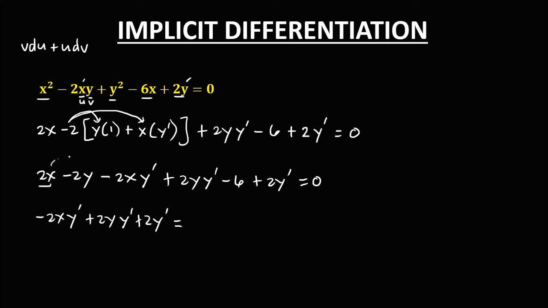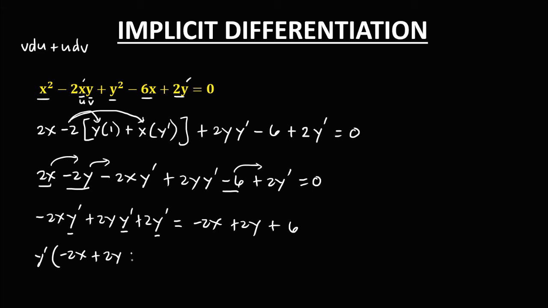So transpose this positive 2x, this becomes negative 2x. Transpose this negative 2y, that becomes positive 2y. And transpose this negative 6, that becomes positive 6. Then we need to factor out this y prime. So put this y prime outside. So this becomes negative 2x plus 2y plus 2. Then equals, so we have this negative 2x plus 2y plus 6.